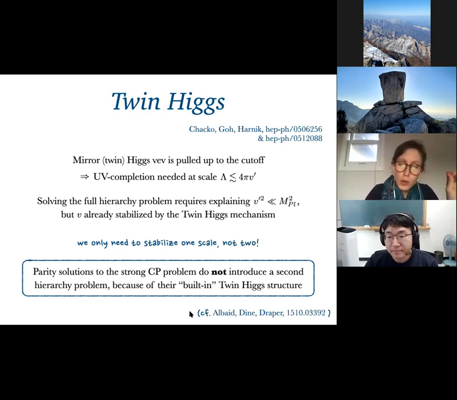So what I really want to emphasize is that this class of parity solutions to the strong CP problem do not introduce a second big hierarchy problem, okay? And this is because of this accidental twin Higgs structure. A criticism that was made by these authors is that naively these models seem to require the stabilization of additional scales beyond the weak scale, but this is in fact not true. There is a single large hierarchy problem in this theory, just like there is in any extension of the standard model.